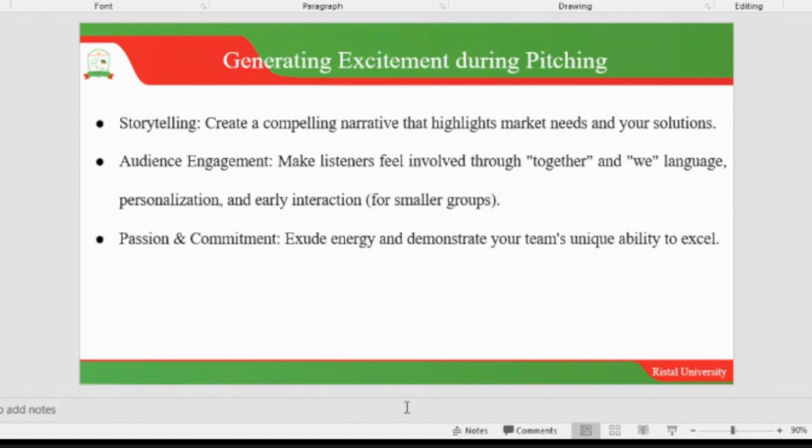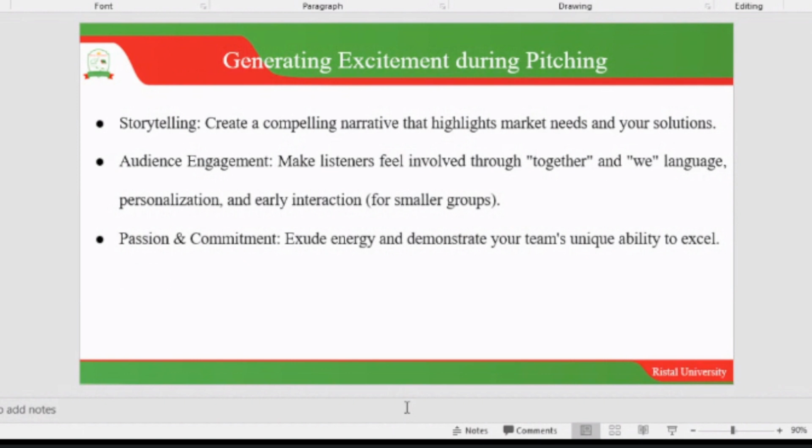Okay, then audience engagement. Make listeners feel involved by using words like "together" to rally them. Bring them on board, let them be part of your idea so that they can also feel like they belong to it, and they can make a very considerable contribution towards its success.